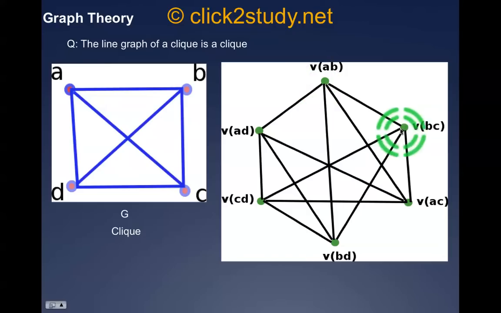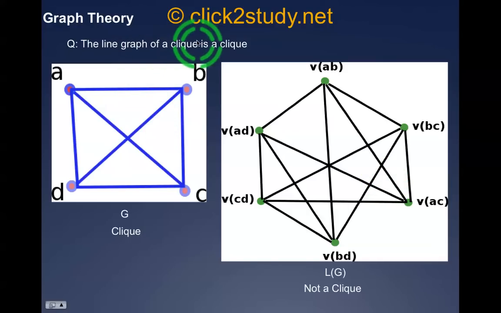VAB and VBC have this edge because the edge AB and the edge BC out here share this vertex. Similarly, VAB and VAC have this edge because out here edge AB and edge AC share this common vertex A. So you can go ahead and try to draw the complete line graph for this clique, and you will get something like this. Is this a clique? No, this is not a complete graph. You can see that this edge is missing, this edge is missing. This is not a complete graph, and this is not a clique.